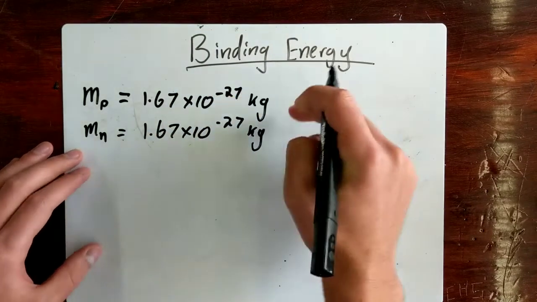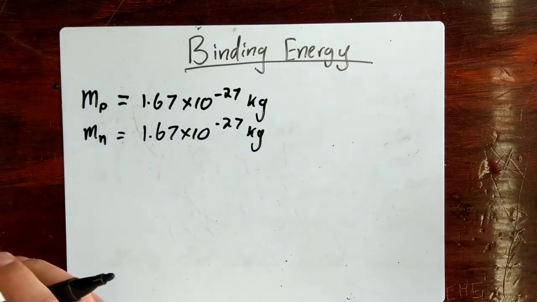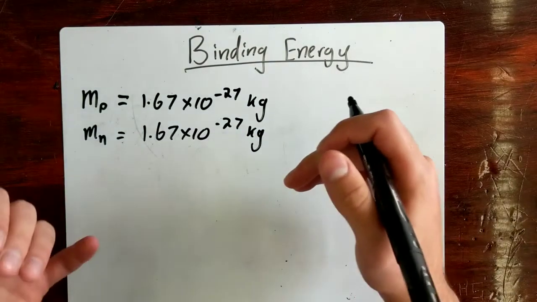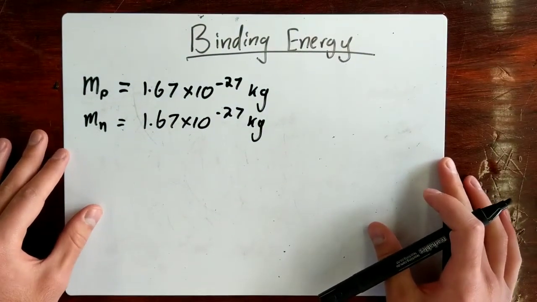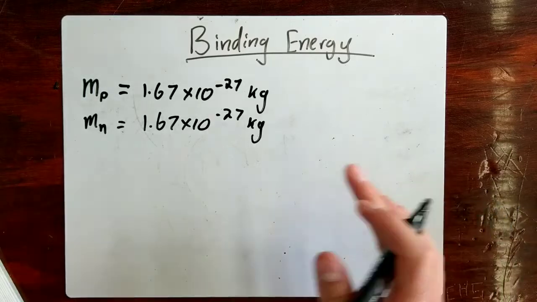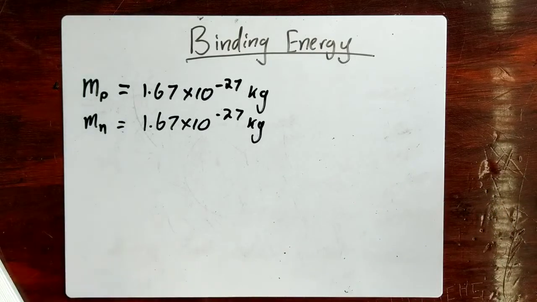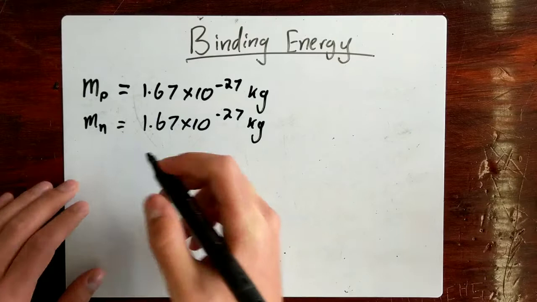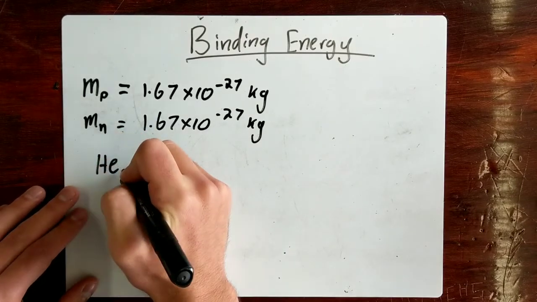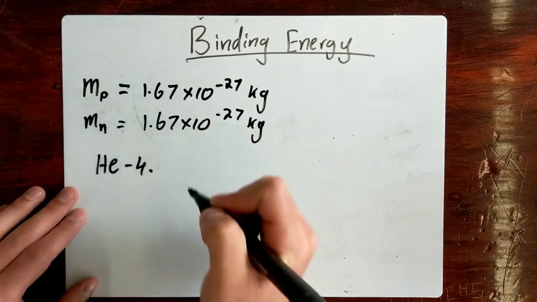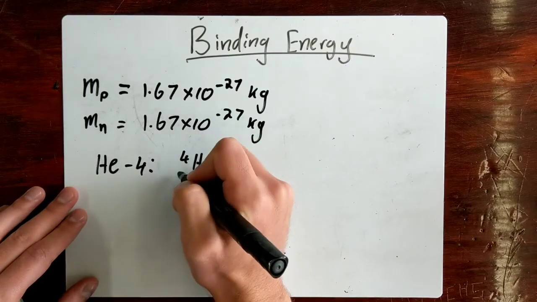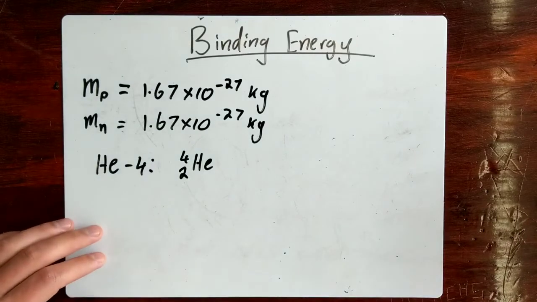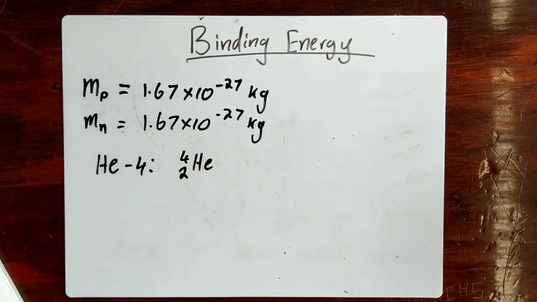They're actually a little bit different, the mass of a proton and the mass of a neutron, but when we write them to three significant figures, they round to the same number, 1.67 by 10 to the negative 27 kilograms. Let's look at a nucleus, like a helium-4 nucleus. So helium-4 would look like this, if I was to write it using the notation that we've been using. And that helium-4 nucleus is made up of 2 protons and 2 neutrons.